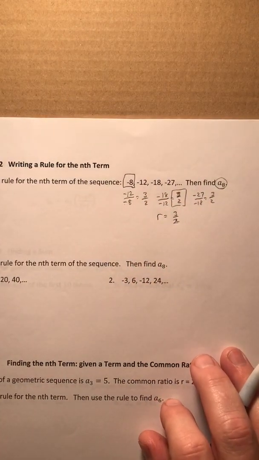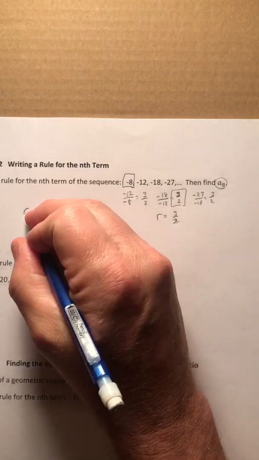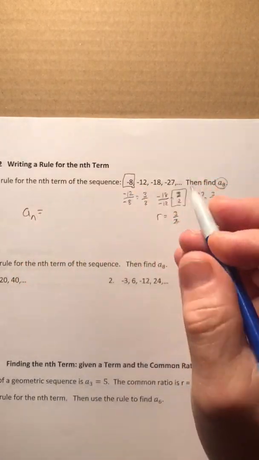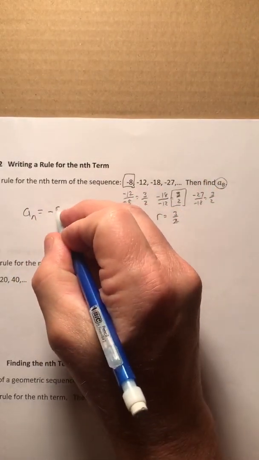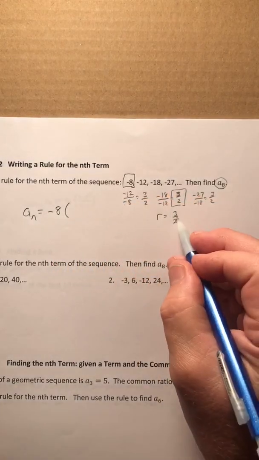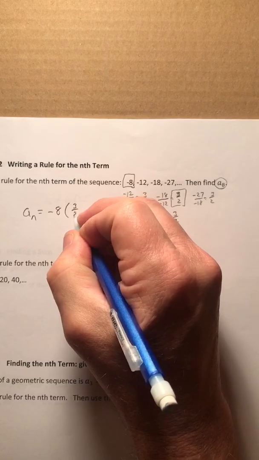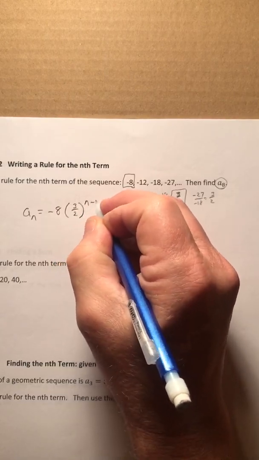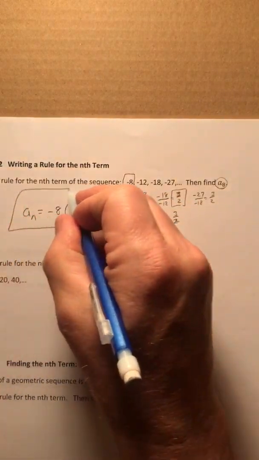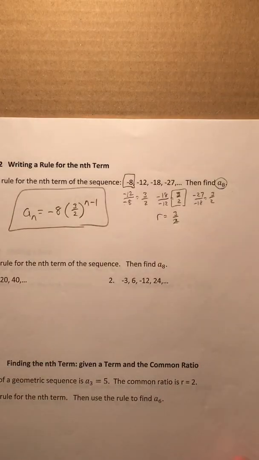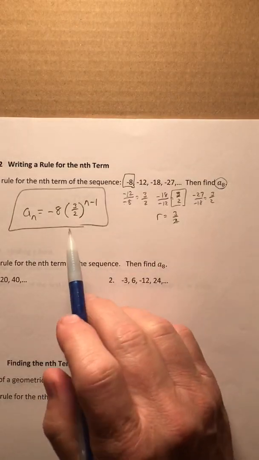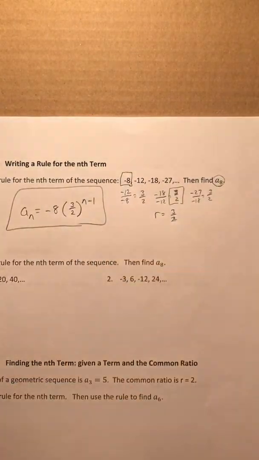So now we can write our rule. Our rule is this: a sub n equals a sub 1, which is negative 8, times the common ratio, which is r, which is 3 over 2, to the n minus 1 power, and that is the rule for that pattern. Now we can use it to find a sub 8.